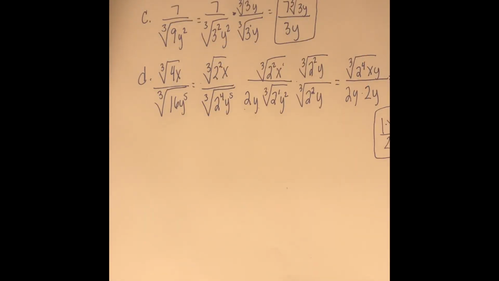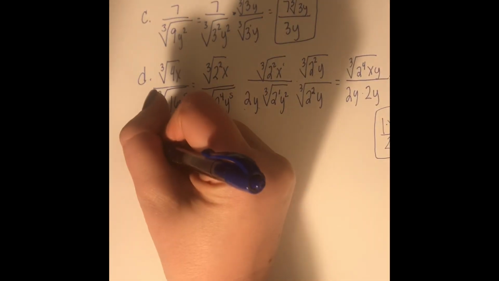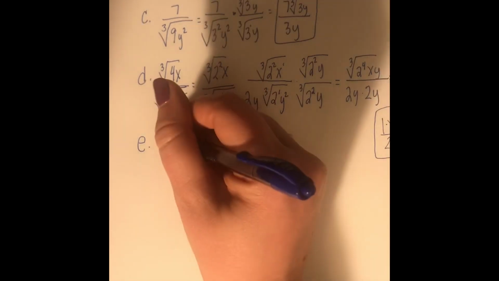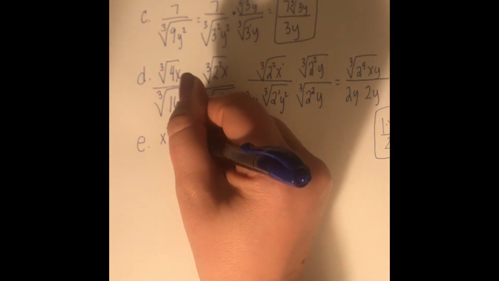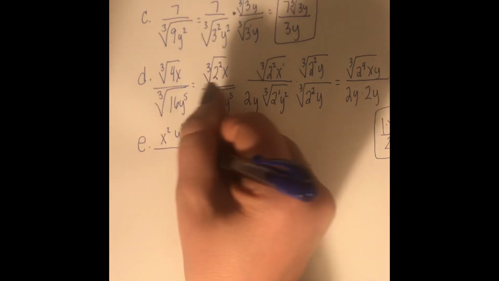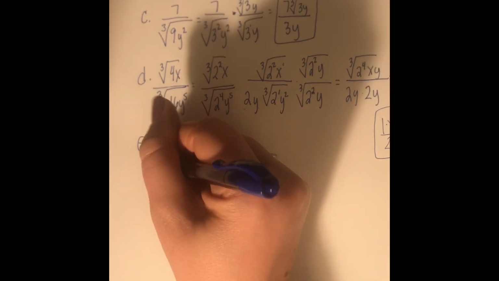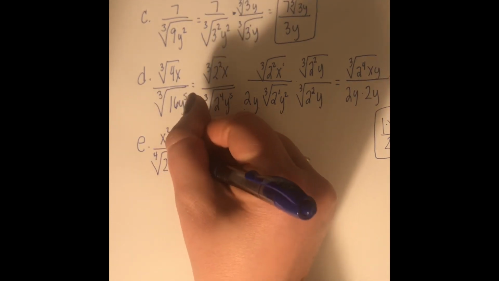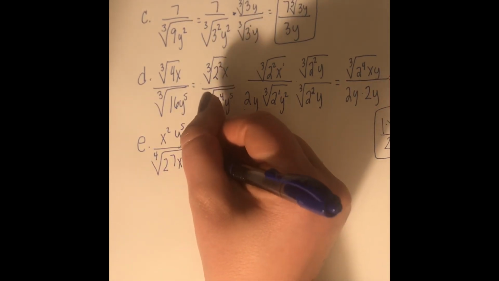We have one more of this type of example. Thought we were done. Sorry. Is part E. And this time we're going to start off with x squared y to the 5 over the 4th root of 27 x to the 6 y to the 11.